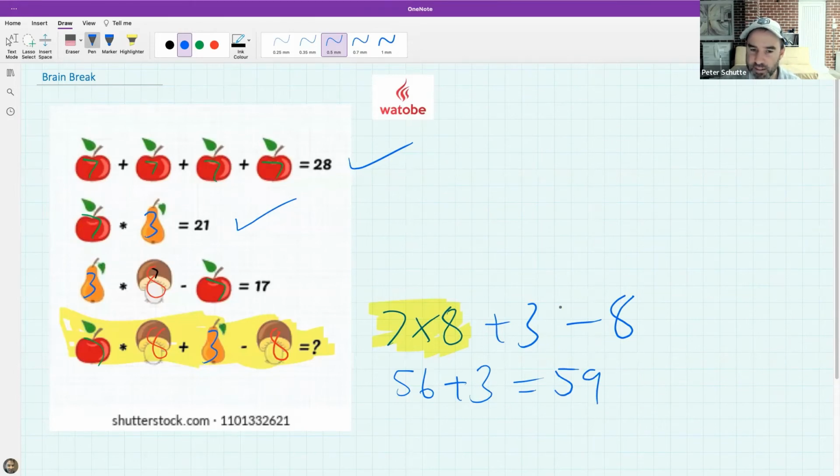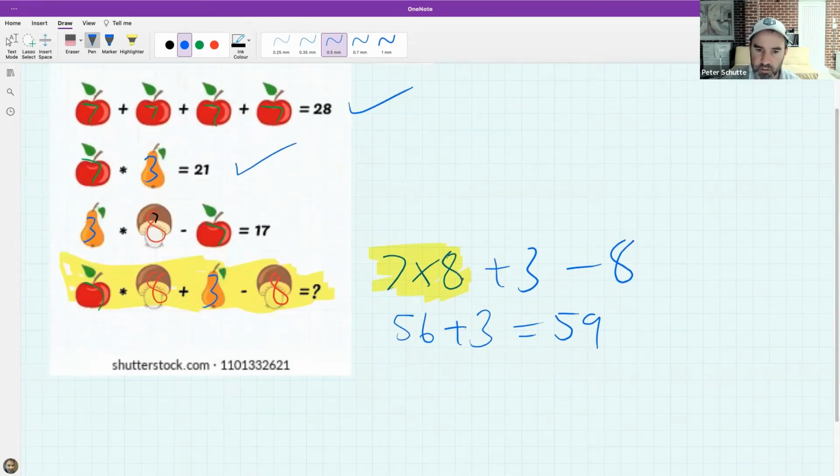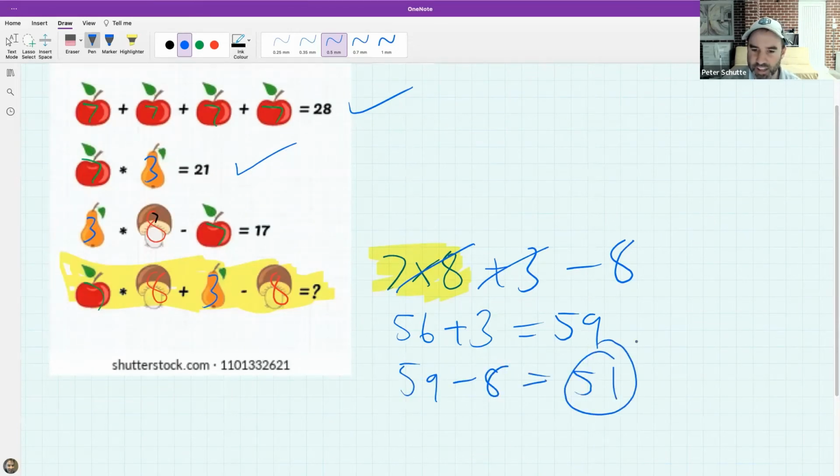Imtiaz, Unati, I think we're going to get the same answer. Let me just do the final bit of working. So I've done this, I've done this. And so guys, the magic answer of an apple times a mushroom plus a pear minus a mushroom is 51. I bet you didn't know that when you started today.